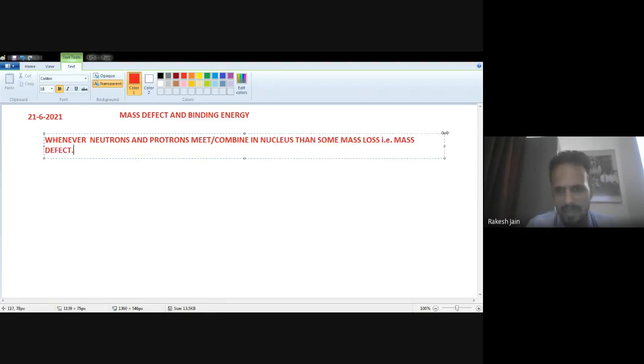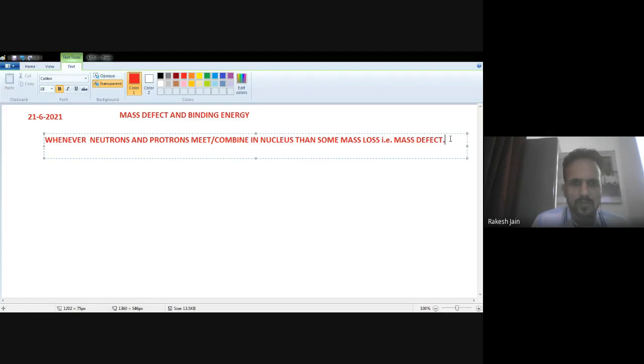In a very simple definition, what is mass defect? We know that each atom has a nucleus. In the nucleus, protons and neutrons are present, and they can combine with each other. Whenever they meet, they combine. As a result, there is some mass loss, and that is known as mass defect.